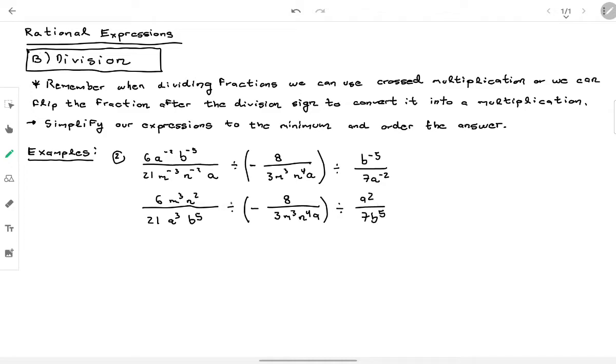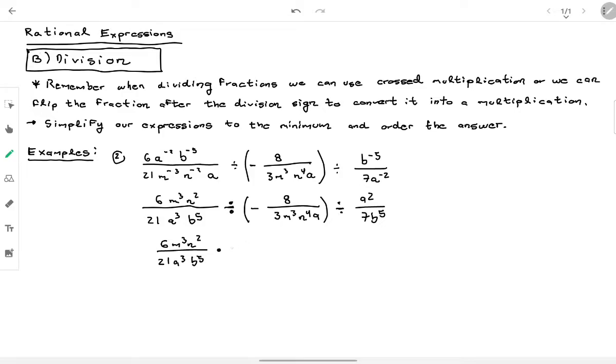Remember, those that are after the division sign, we can change them in order to become a multiplication if we flip them. So we will flip both of them, and it's going to be 6m cubed n squared divided by 21 a cubed b to the 5.